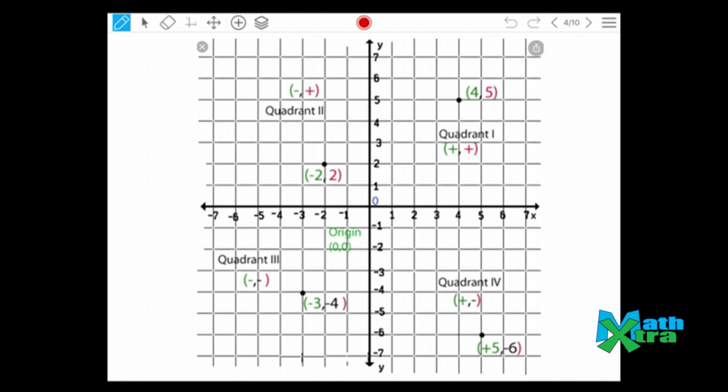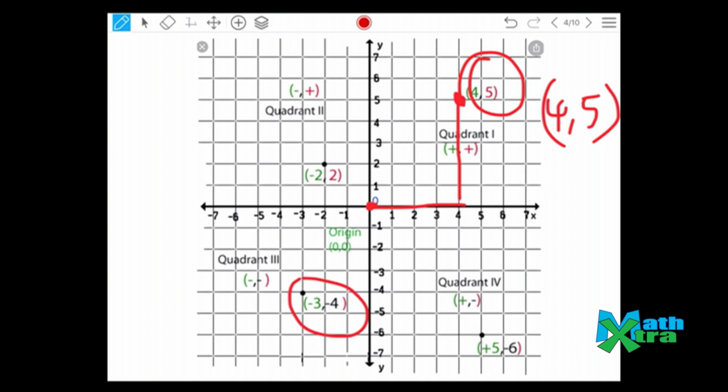So let me show you how to find some points. So here's a point right here in quadrant 1. We start at the center and we're going to go across 4 and up 5. That's how we got this point right there, 4, 5. Let me show you how to find this point down here.